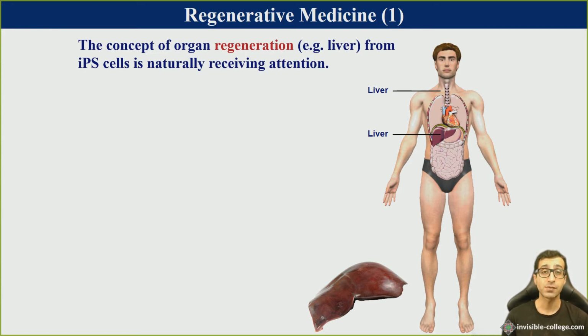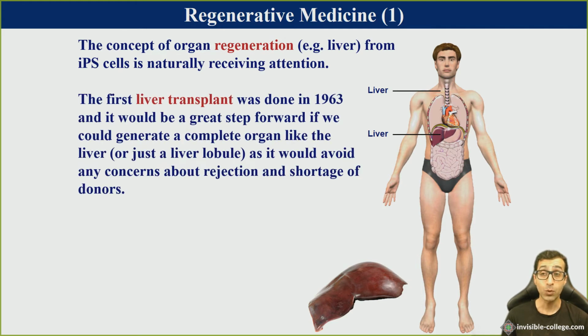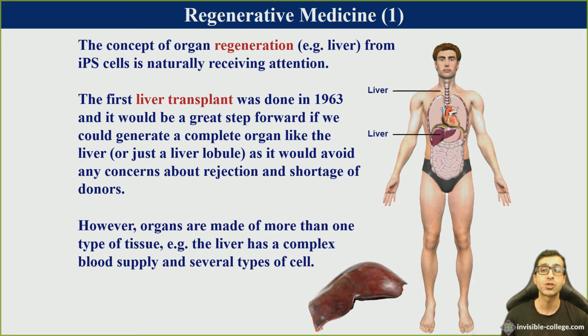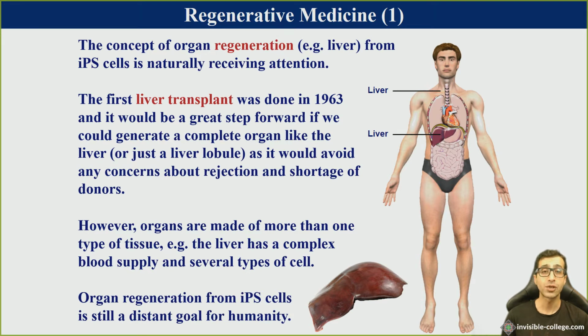The first liver transplant ever was done in 1963, and it would be a great step forward if we could generate a complete organ like a liver, or even just a single lobule of the liver, as it would avoid any concerns about rejection or the shortage of donors, because we wouldn't have to resort to transplants to replace part or a whole liver. However, organs are made of more than one kind of tissue. For example, the liver has a complex blood supply and several other types of cell involved other than just the hepatocytes. So, at the moment, organ regeneration from iPS cells, even though it is a potential application, is still a distant goal for research.